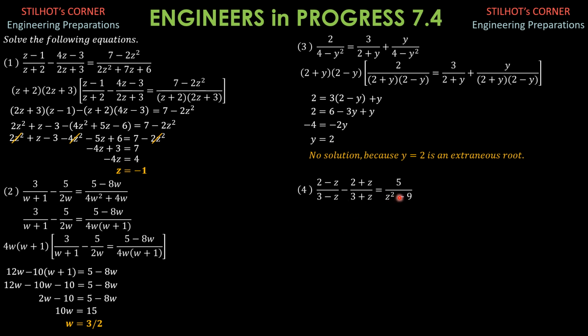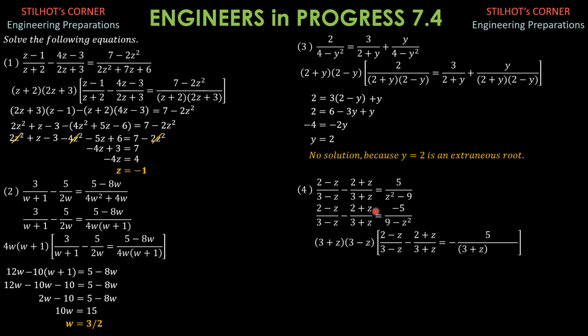This one, we transform the right side into negative 5 over 9 minus z squared. And 9 minus z squared is factored into 3 minus z, 3 plus z. So we copy first and transform the right side as negative 5 over 9 minus z squared. And 9 minus z squared is factored into 3 minus z, 3 plus z, or 3 plus z, 3 minus z. Multiply everything by 3 plus z, 3 minus z.